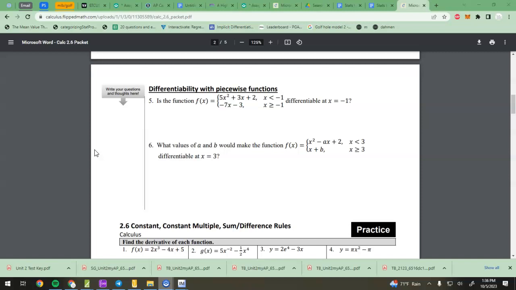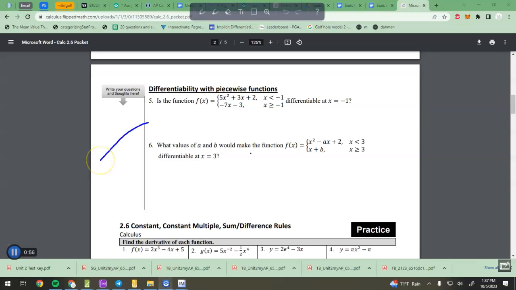Alright, so with limits, if the limit was going to exist, it had to be the same for both sides, right? So the y value that we're heading towards from this side had to be the same as the y value that we're heading towards from this side. The limit has to exist. For the derivative to exist, the slope has to be the same for each side. So it has to match.